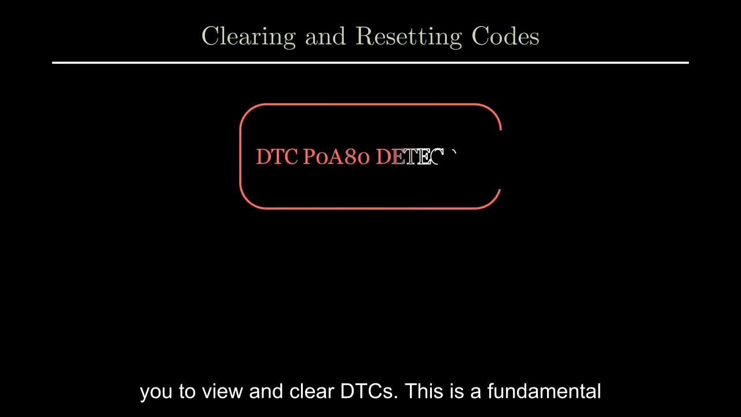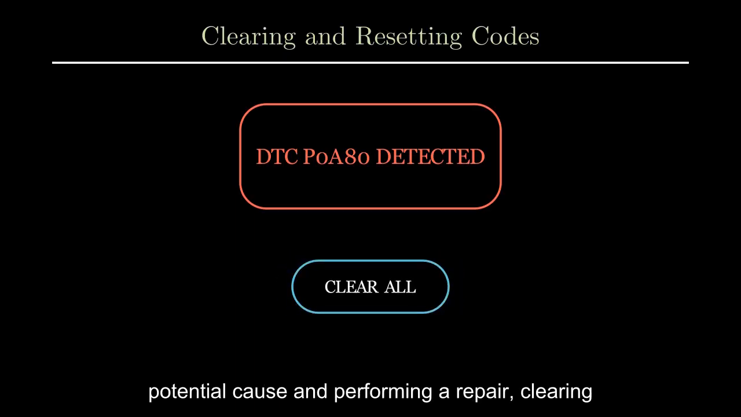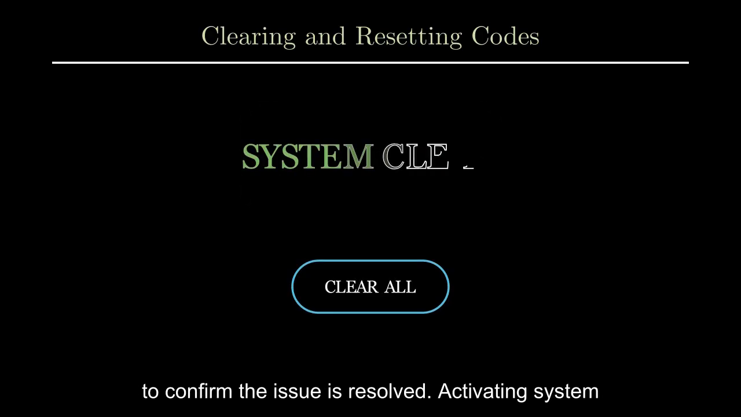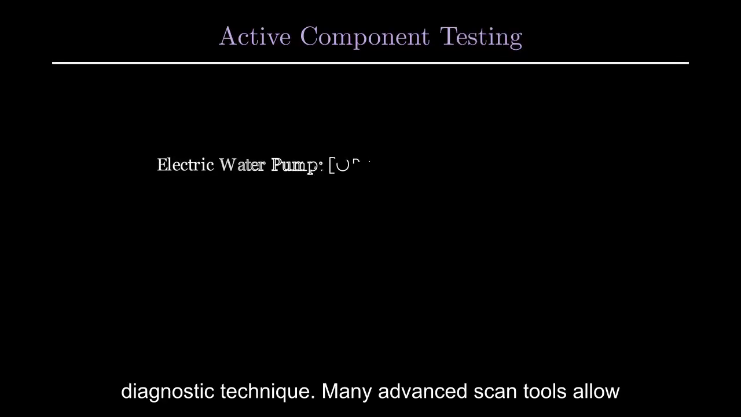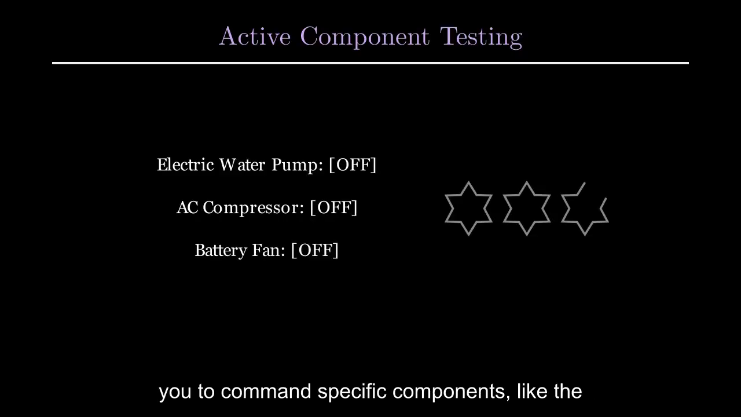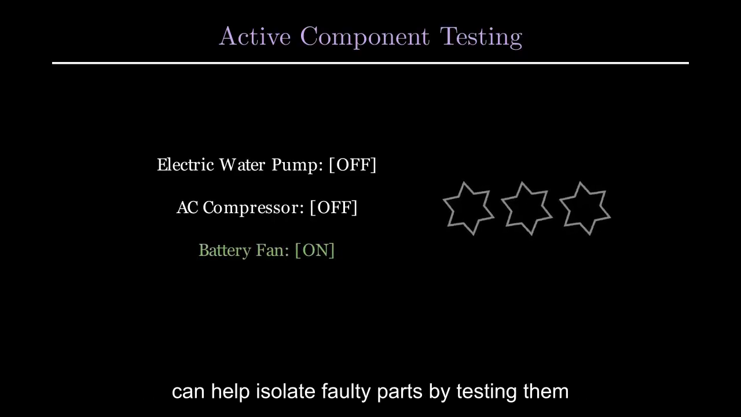Furthermore, skin tools allow you to view and clear DTCs. This is a fundamental step in the diagnostic process. After identifying a potential cause and performing a repair, clearing the codes and performing a test drive is necessary to confirm the issue is resolved. Activating system components through the skin tool is another powerful diagnostic technique. Many advanced skin tools allow you to command specific components, like the electric motor or AC compressor, to operate. This can help isolate faulty parts by testing them directly.